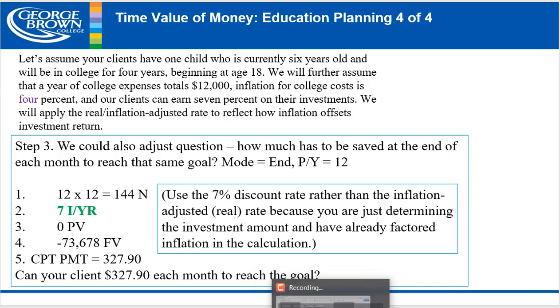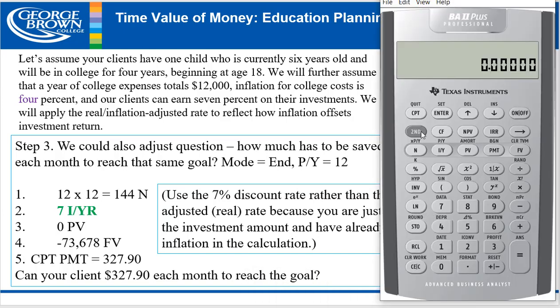So we're just going to bring up the calculator here. And you can see that the first thing we're going to do is check the periods per year. I've got it set as annual because that was from the last calculation that we did. I'm going to hit 12 and then hit enter. So my periods per year is now monthly, 12 months per year.